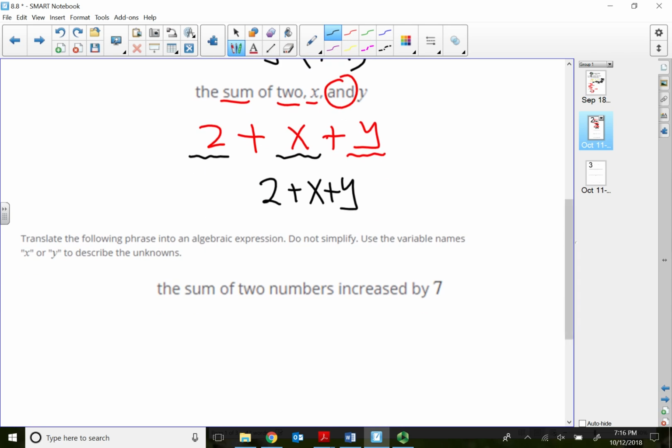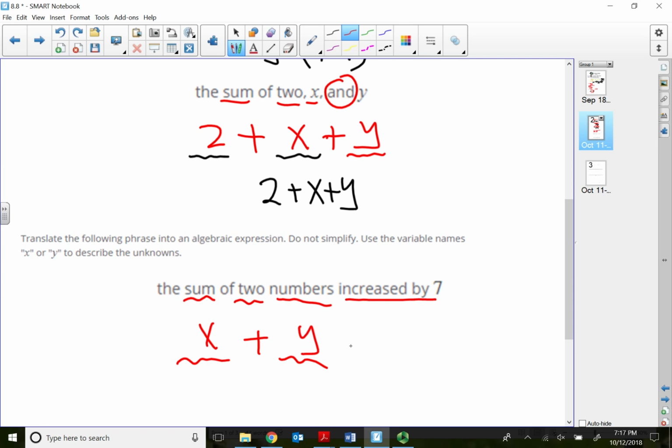All right, so let's translate again. Do not simplify. Use variable names, x and y, to describe the unknown. All right, let's try this again. The word sum, I write a plus sign. So when I write a plus sign first, there has to be somebody in front of it and somebody behind it. The sum of who? Of 2 numbers. Those 2 numbers have to be x and y.